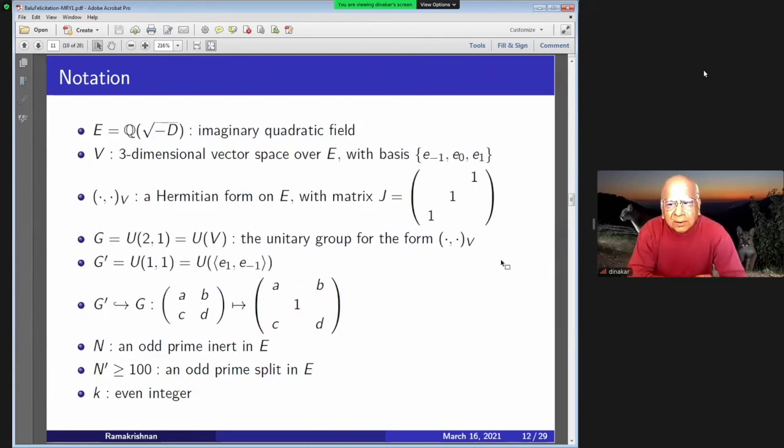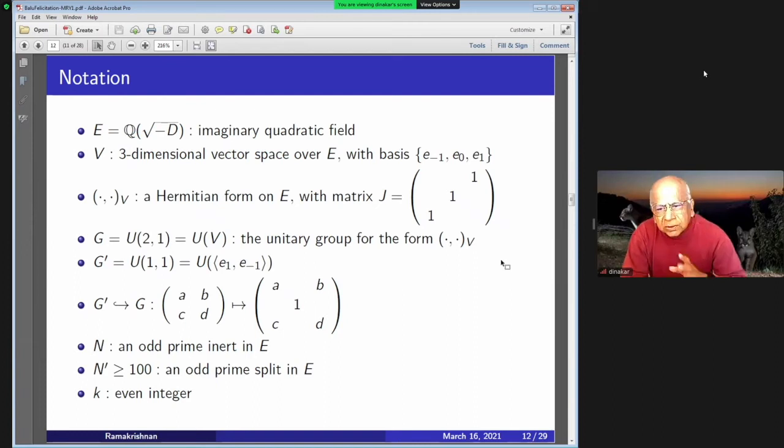So let me try to be more specific. We take an imaginary quadratic field, Q of square root of minus d, and then we take a three-dimensional vector space, say with the basis e_{-1}, e_0, e_1. It's a standard way to write it, and you have a Hermitian form. Let's just take this matrix here.